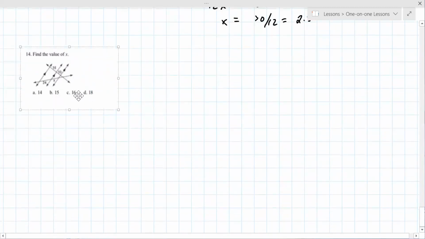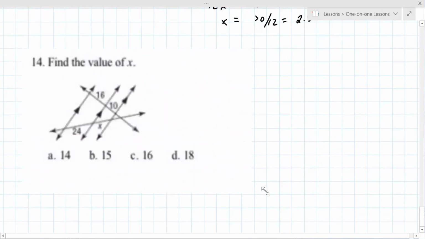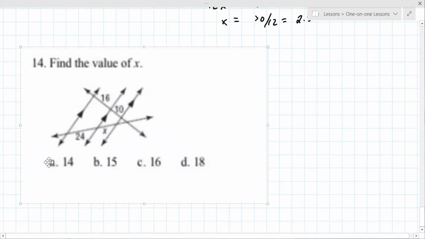All right, find the value of x. This is kind of the same deal, although they don't give you a triangle this time.